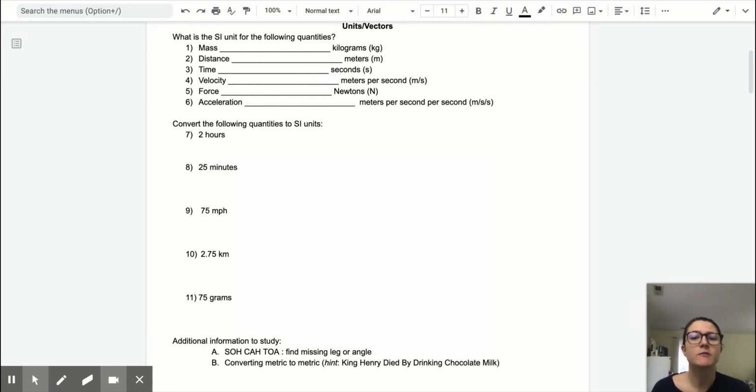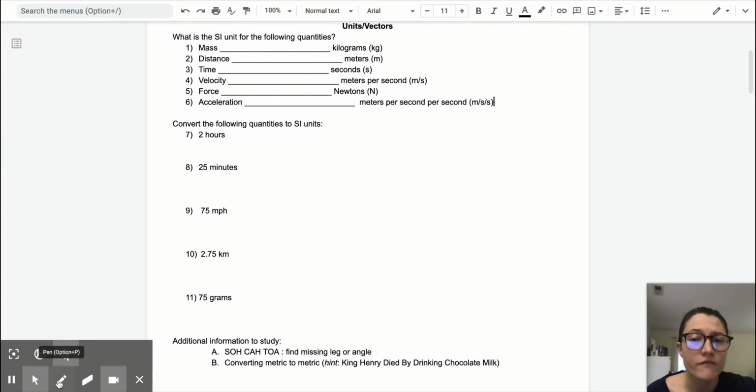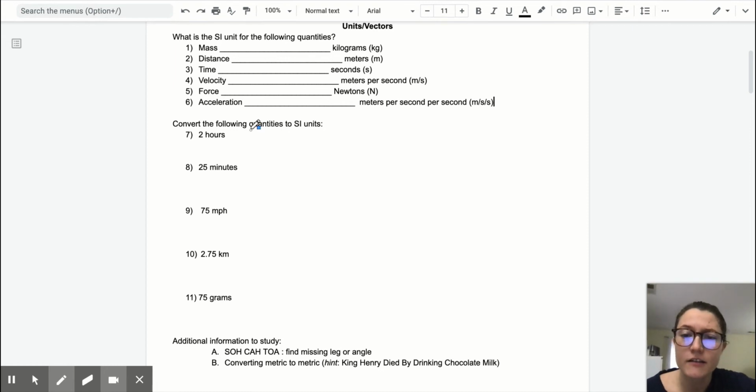So we're going to do a few examples together right now, and then you'll pause the video and take a look at the remaining examples. So in the following problems, we're asked to convert the following quantities to SI units. Okay, so to convert to SI units, we need to convert to these units that we listed above. So I'm going to start with number 7. We have 2 hours and we need the SI unit for time, which is seconds. So we need to convert hours to seconds.